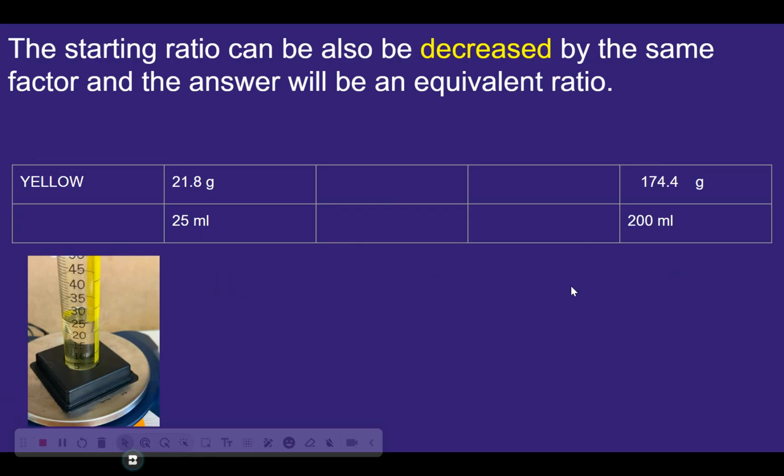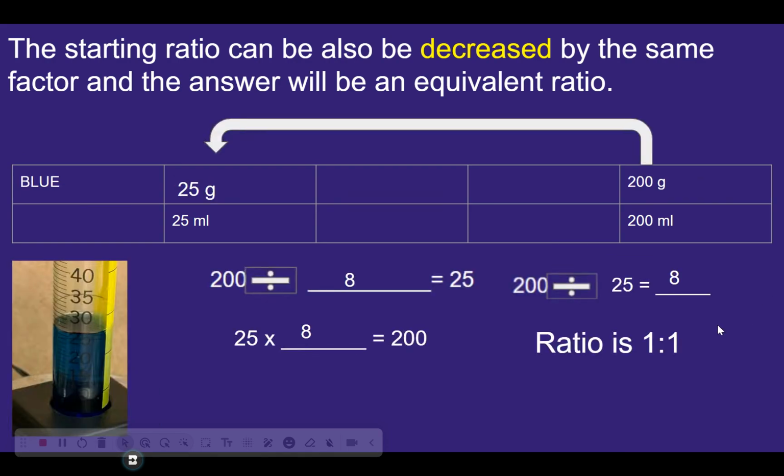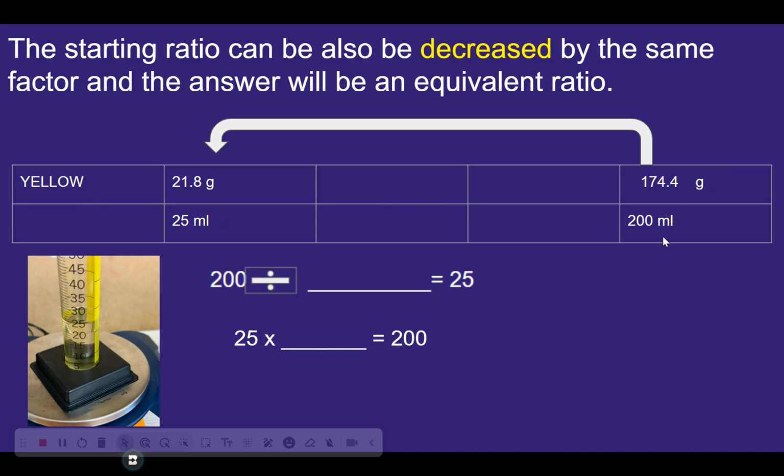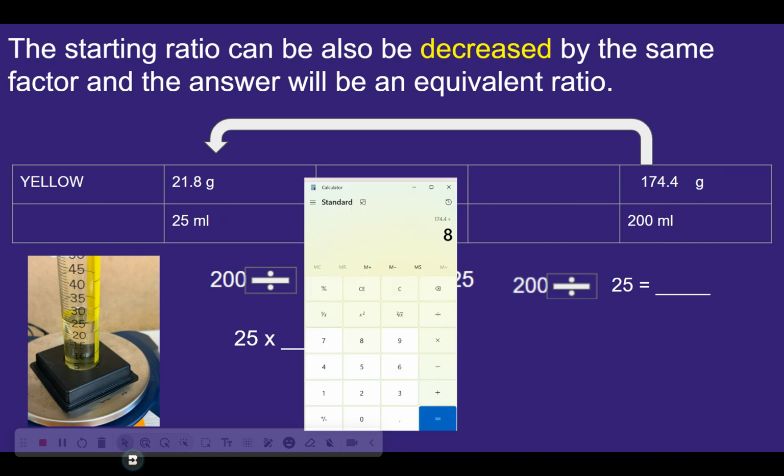This is easy. Why? Because the ratio is 1 to 1, right? 25 grams for 25 milliliters. It's 1 gram per milliliter. That means that this is easy, right? But the same idea applies even if I have a harder number. In the yellow liquid, for example, it's 21.8 grams at 25 milliliters, and 174.4 grams at 200 milliliters, right? I could get that 21.8 by doing the same thing. I know it's 200 divided by 8 to get to 25.